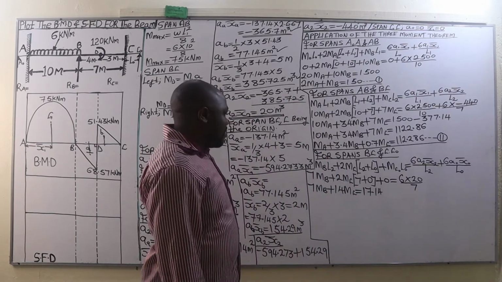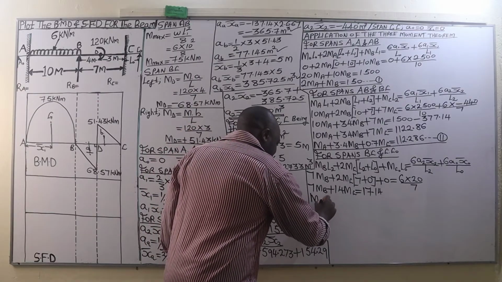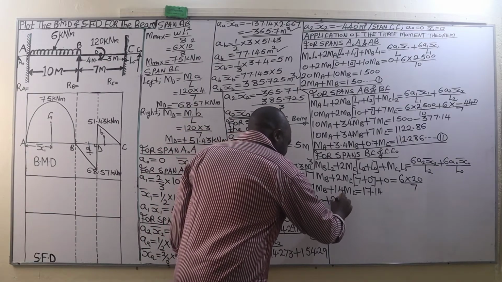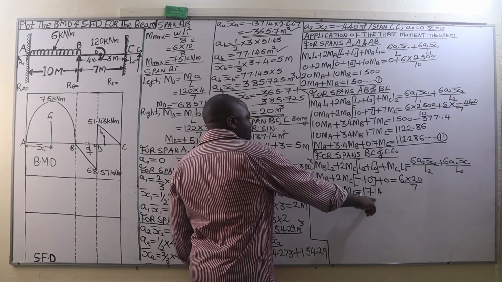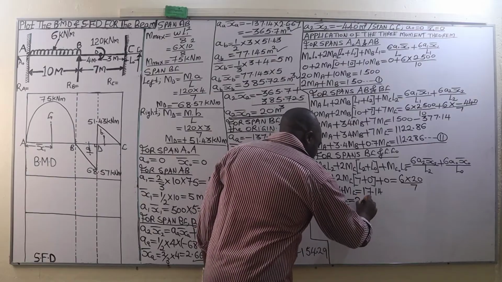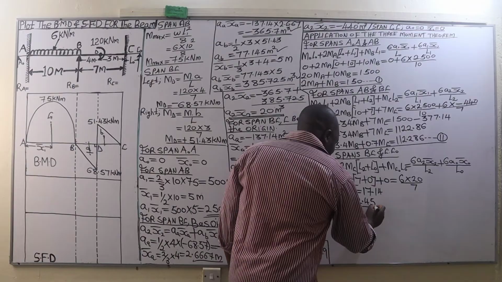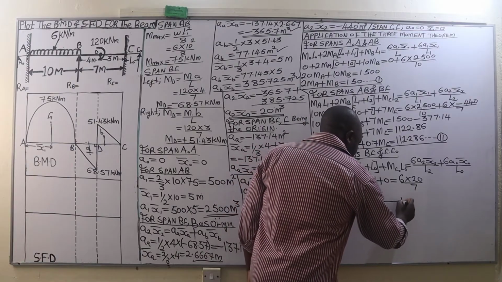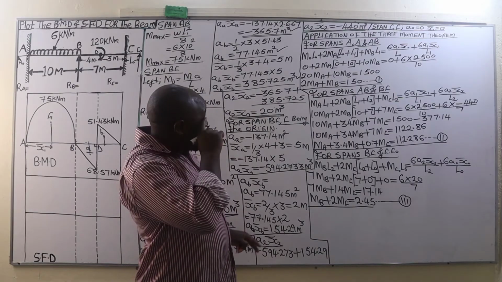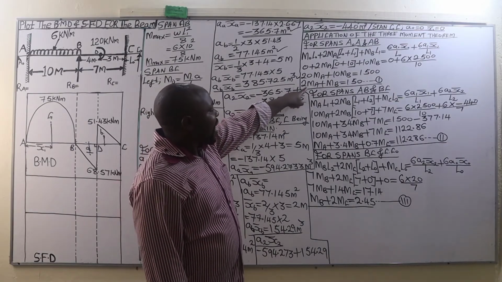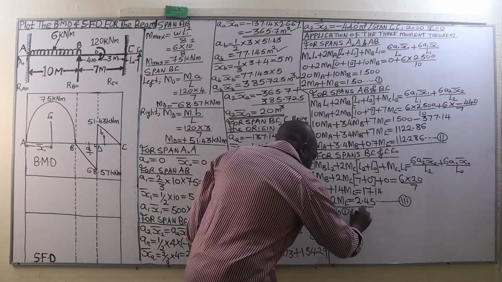17.14. Then we are going to divide the rule by 7. So this will give us MB plus 2MC being equal to 17.14 divided by 7, that is 2.45. So this will now be our equation 3. Then from there, we are going to make MA the subject in our equation 1.